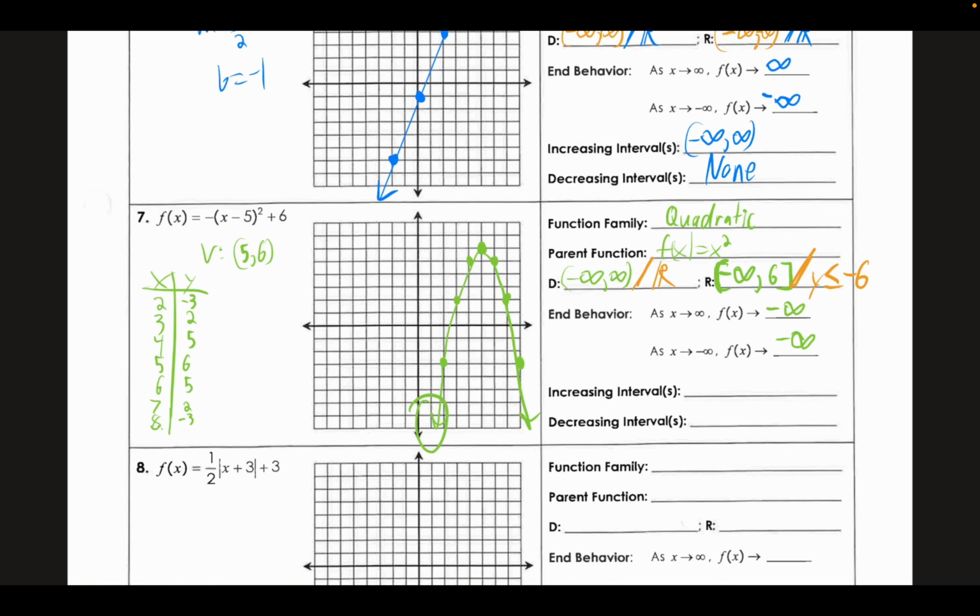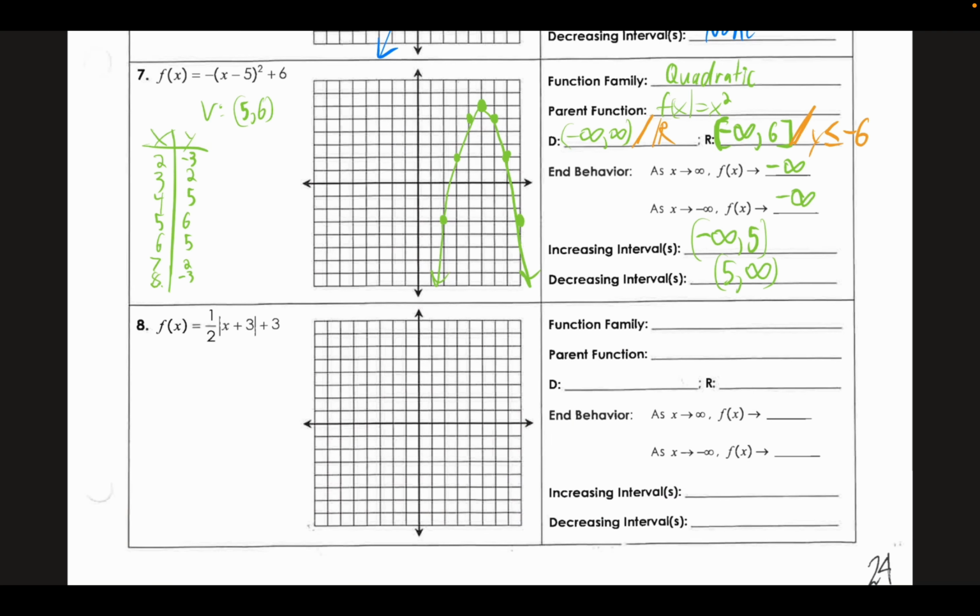Increasing, it increases from the left all the way to the vertex, which is negative infinity, oh, my circle didn't want to erase there, I would like that gone. Negative infinity, 5, excuse me. And then it decreases after that point to the right, so 5, infinity.